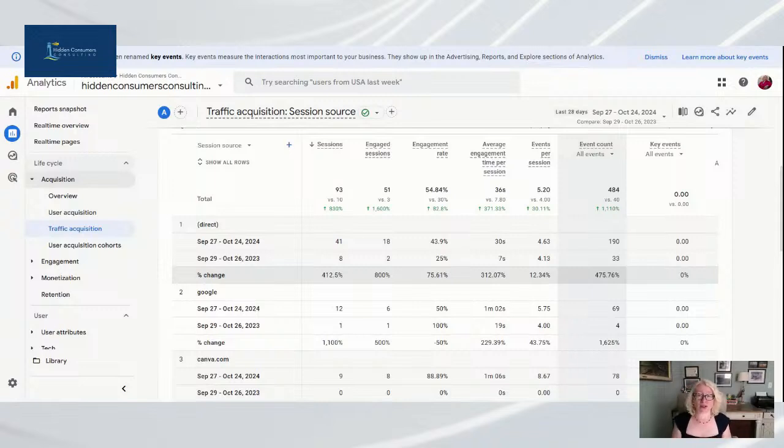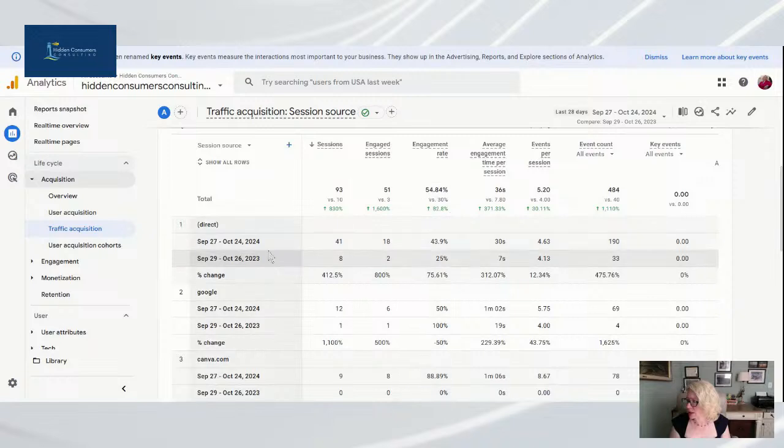No good at all. So Google Analytics is going to really drive home: are you getting the right people to your website? Are they engaging? We're going to look at that first and foremost by the amount of people who came, right? We had 93 sessions started.